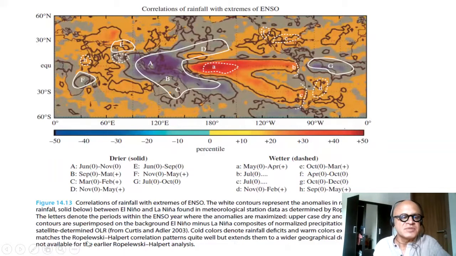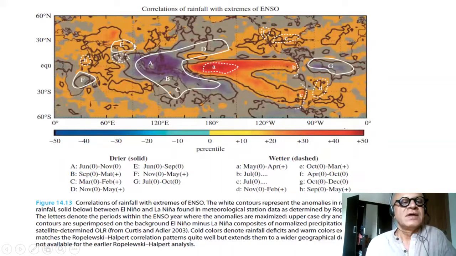These are normalized precipitations, satellite determined OLR. Cold colors denote rainfall deficits, and warm colors excesses. The satellite data matches in the details. So cold colors are rainfall deficits, and warm colors are rainfall excesses, which I hope is consistent with what we said here. White contours represent anomalies of rainfall above average and below average. I hope it's all consistent.